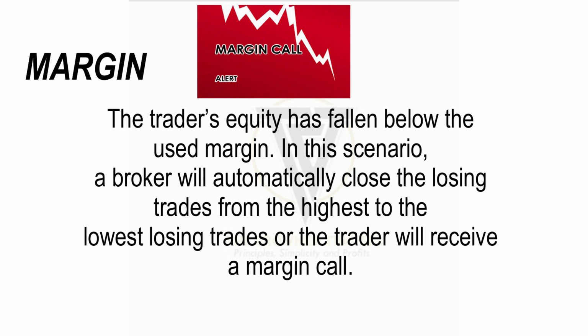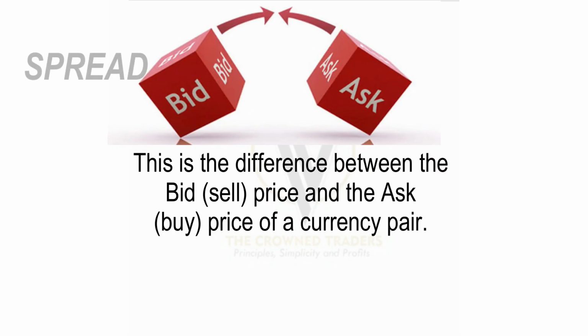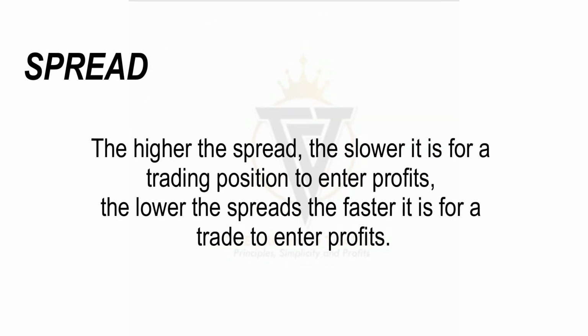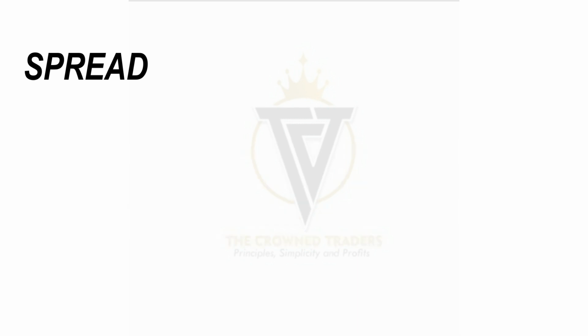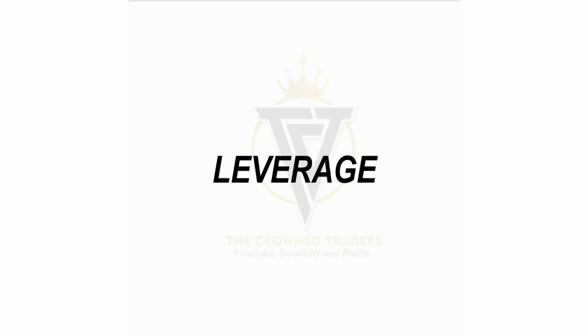Right? The next on our list is spread. The spread is the difference between the bid and the ask price. The bid is the sell price, and the ask price is the buy price of a currency pair. The higher the spread, the longer it takes for a trading position to enter profits. The lower the spread, the faster it is for a trade to enter profits. So that's the reason why you have to choose a brokerage firm that gives lower spreads, lower commissions, and good leverage. Right? Now, leverage is the next thing we want to deal with.